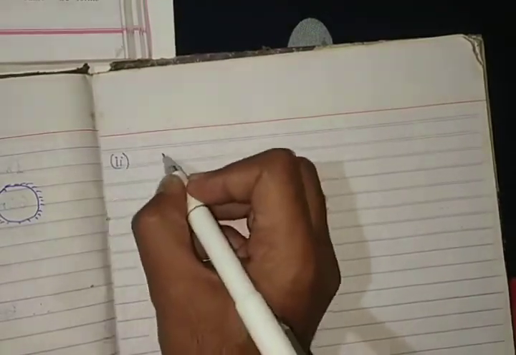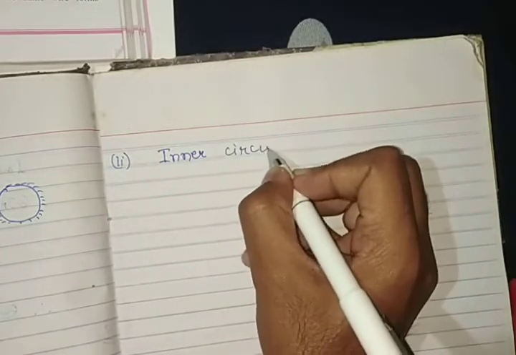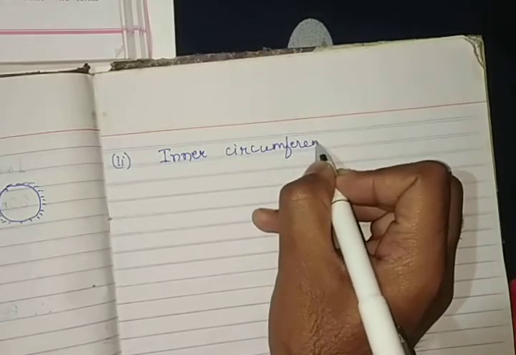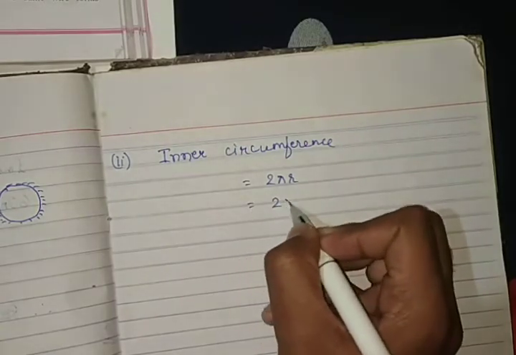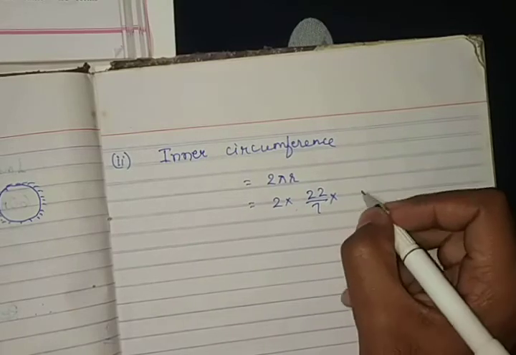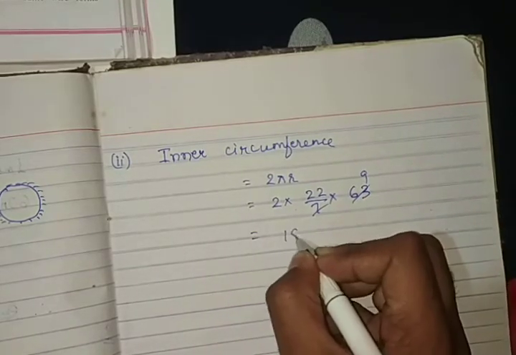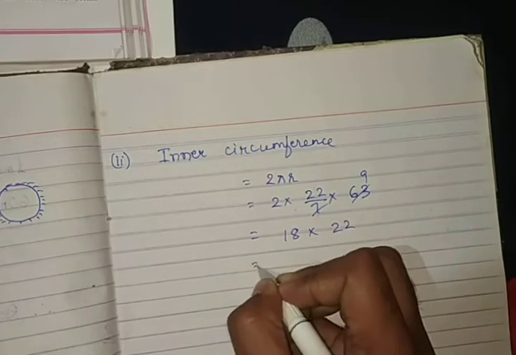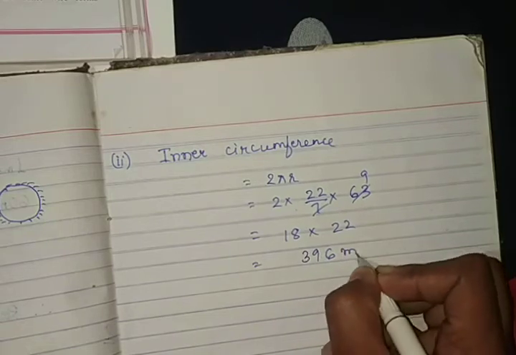Now another question is, what is the difference between the inner and the outer circumference? So let us calculate that. For the inner circumference, the formula is the same, 2 pi r, 2 into 22 upon 7 into the radius, which for the inner one is given to be 63. 7 9s are 63, 18 into 22, that is 396 meter.